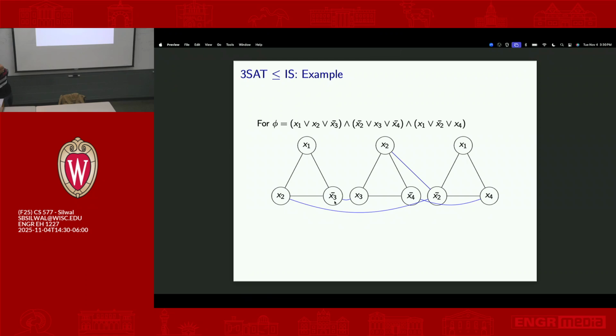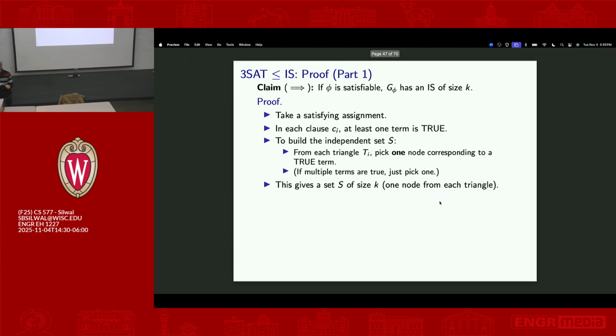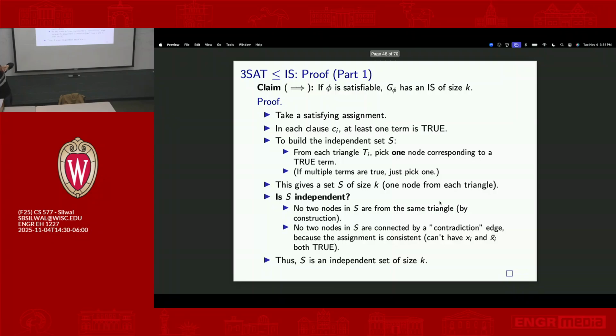It would be bad if I pick x3 and x3 bar. But the satisfying assignment is not going to make both of them true, because then it wouldn't make sense. So that's why I would never run into this situation where I pick, let's say, both x2 and x2 bar. That won't happen, because either x2 can be true or the complement can be true, but they both can't be true because they're opposites. So I took a satisfying assignment and I showed you an independent set.